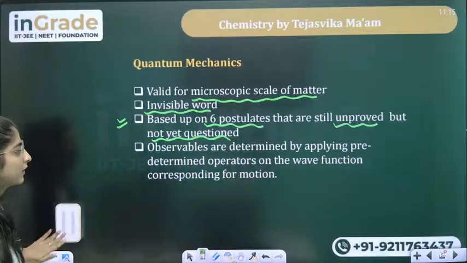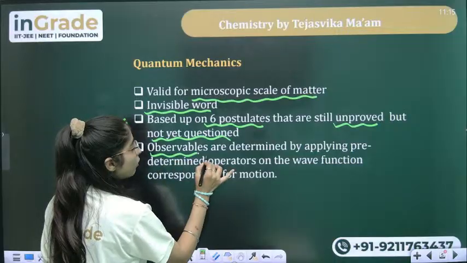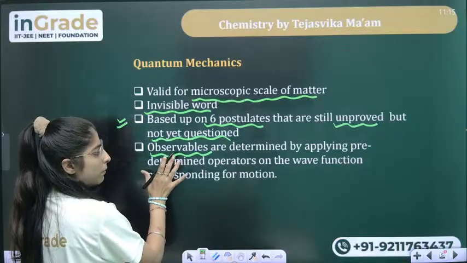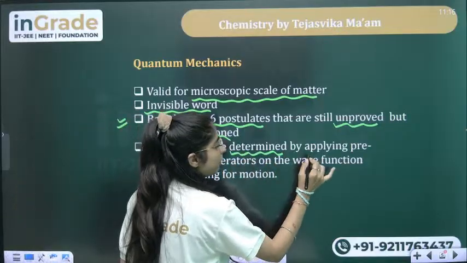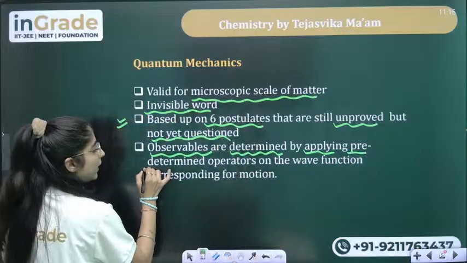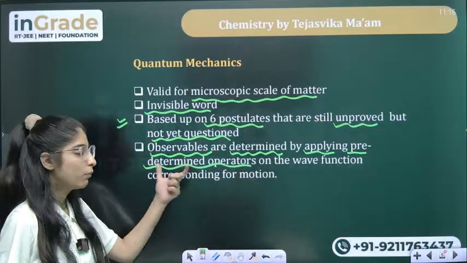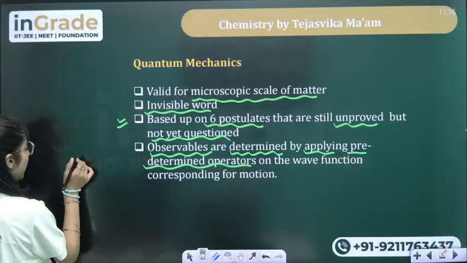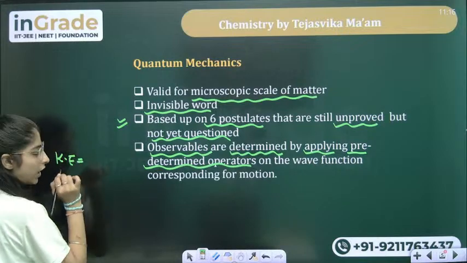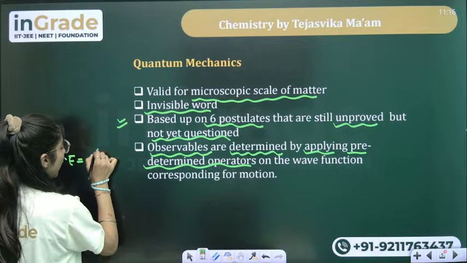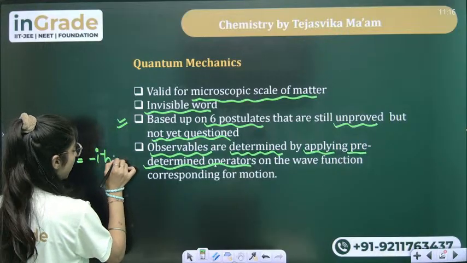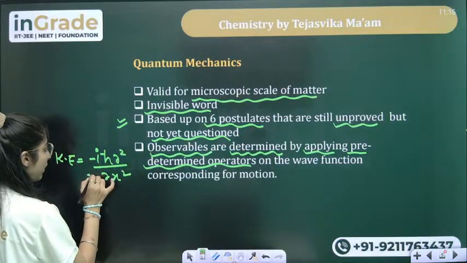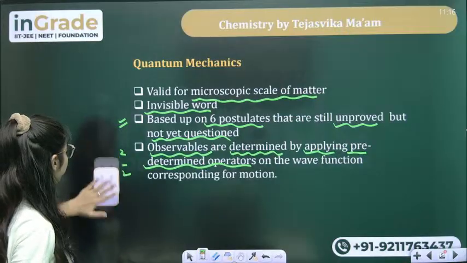Okay. Next is, as I told you, for each observable there are operators; observables are determined by applying predetermined operators. Predetermined operator simply says that they already have a value. If I am saying kinetic energy, for kinetic energy there exists an operator that is minus iota h cut curl square by curl x square, divided by 2m, like this. Simply it says.